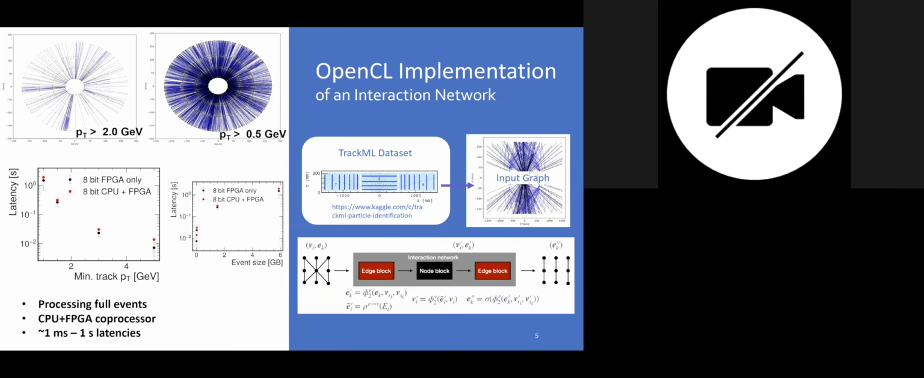So we've accelerated these edge classifiers in two key ways. One of them is using the OpenCL hardware description language. And this study focuses on accelerating full event processing using a CPU plus FPGA coprocessor. So we used an energy cut as a proxy for graph size and performed a scalability study looking at the latency of the algorithms as a function of the event size. And saw that the FPGA implementation had a robust performance, achieving millisecond to second latencies for a wide range of graph sizes.